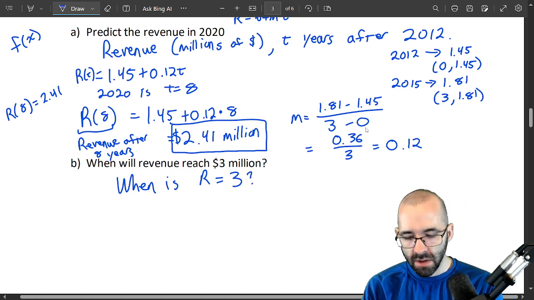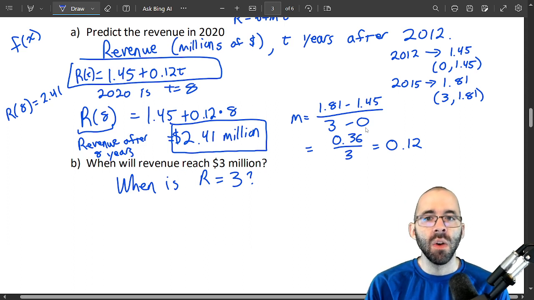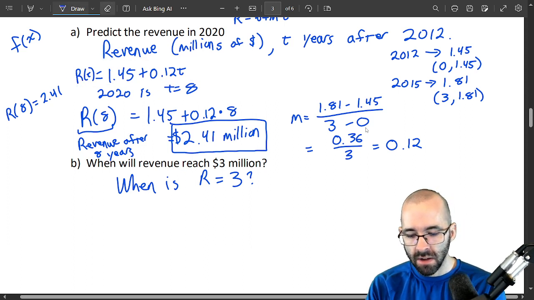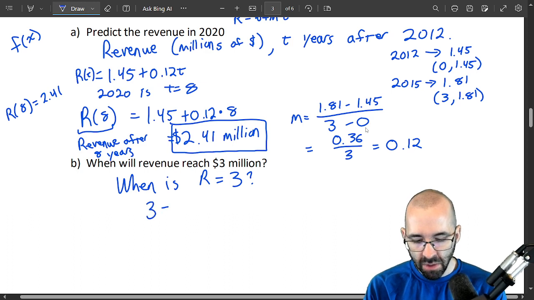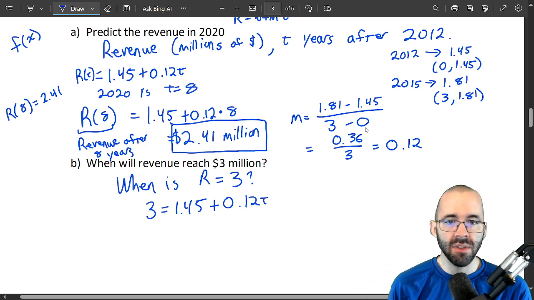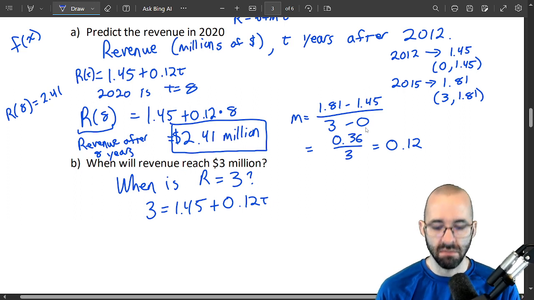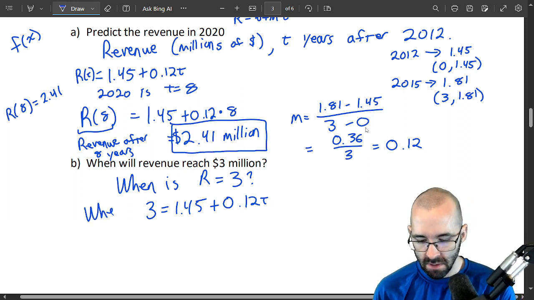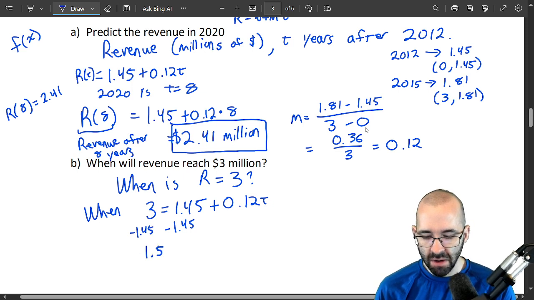So the revenue is this. When is this equal to 3? Well, it's equal to 3 when it's equal to 3. Right? This right-hand side, that's the revenue function. The left-hand side is 3. When is it equal to 3? When this happens. Solve for t. Subtract 1.45 from each side. I'm going to give you 1.55 over here is equal to 0.12t. And then we can just divide both sides by 0.12 to get t by itself.